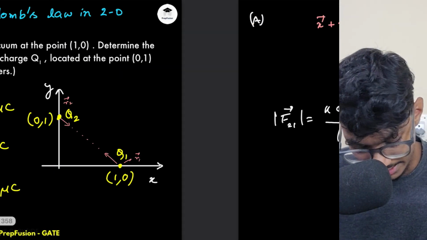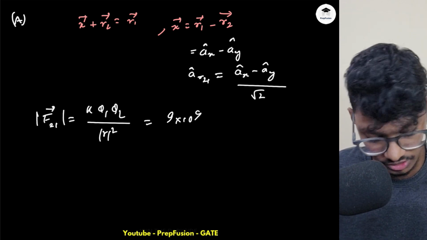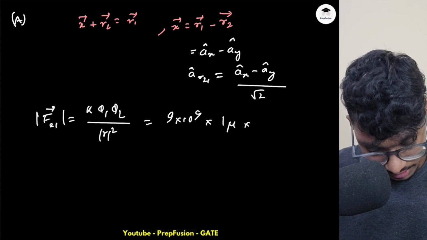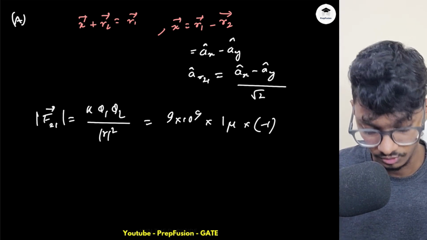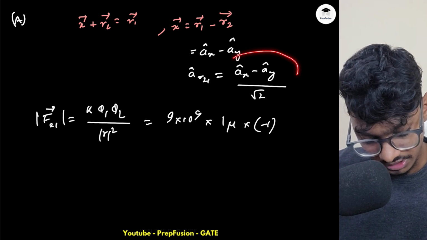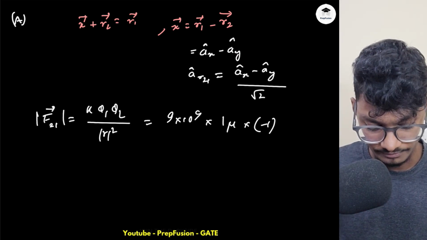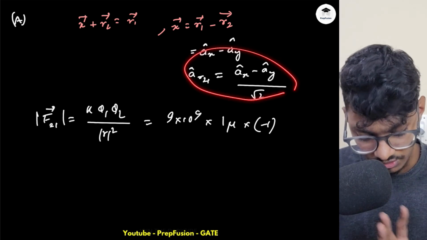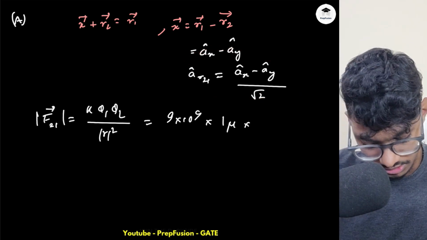So this is vacuum, right? Vacuum means K will be 9 into 10 raised to power 9. Okay, this you have to remember. Q1 is 1 coulomb, and obviously you have to write the signs of the charges. This will be minus 1 coulomb. Either you write the charges with signs, or if you have already assumed the direction, you just write the magnitude of the charges.